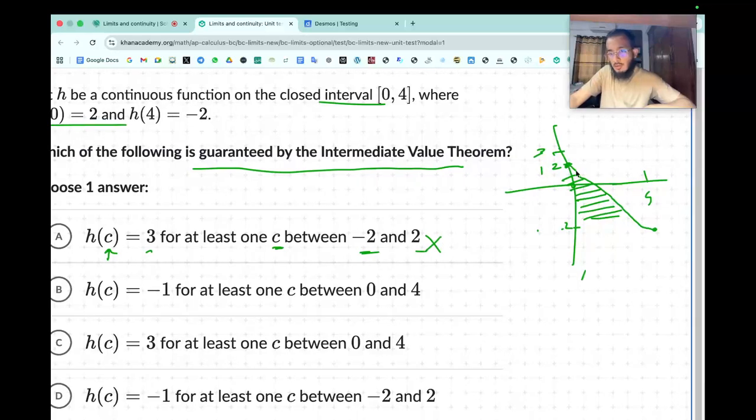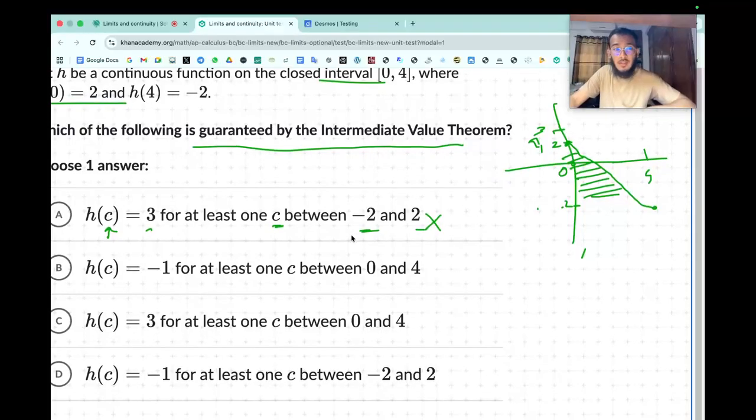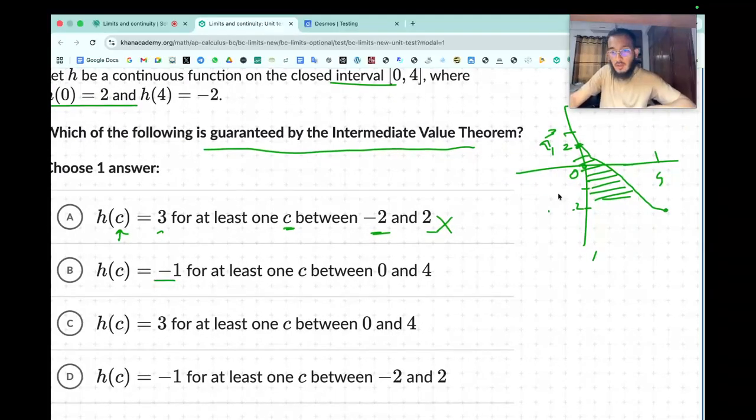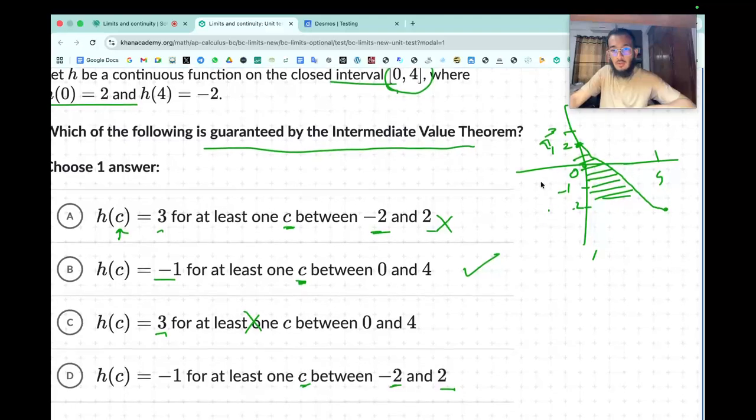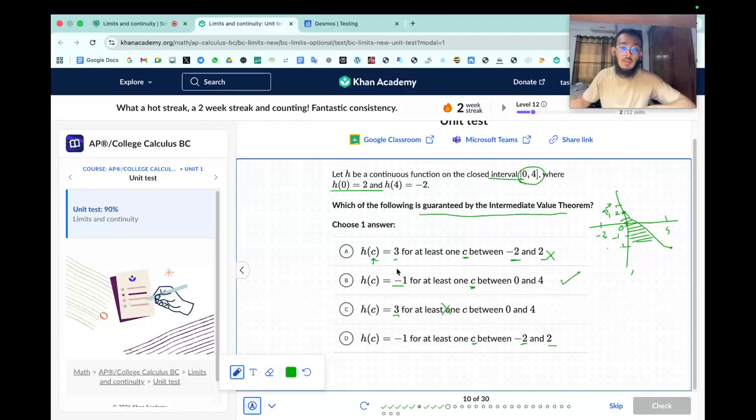You're going from 0 to 4, it's getting downwards. How would it approach upwards? Yeah, it can, but it's not guaranteed. And what about -1? -1 is in the interval. For at least one c between 0 and 2, this is true. And 3, again, it's above 2, so it's not true. Again, it's -1, but for at least one c between -2 and 2, no. We are going beyond the interval 0 to 4. -2 is far left. So only B is the correct answer.